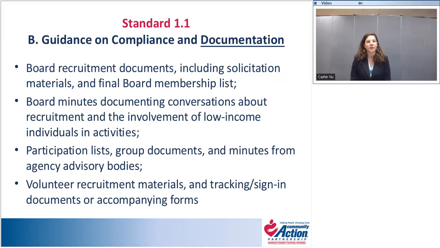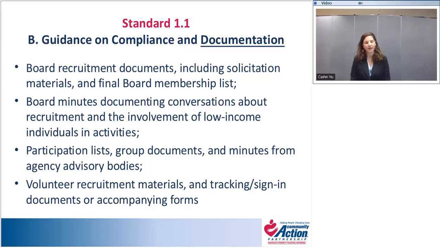The first bullet really points to the idea of showing the low-income people directly serve on your board, so those documentations could prove that point. The second one really delves into the recruitment strategy for including low-income people, whether that be on your board, as volunteers, or on advisory bodies. So really documenting your strategy and your recruitment methods for including low-income people in that way.